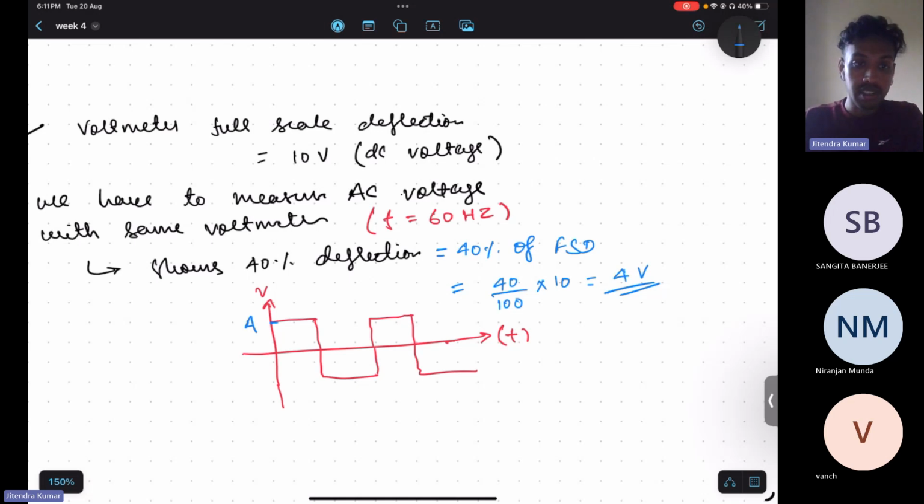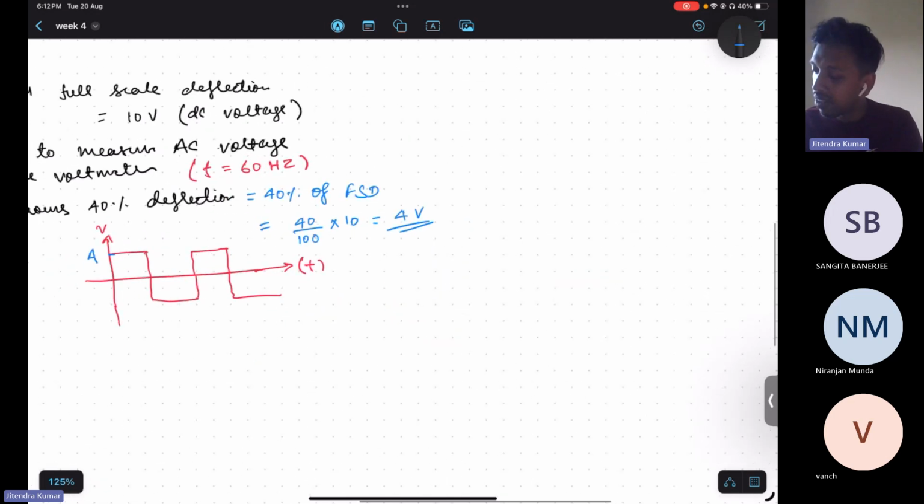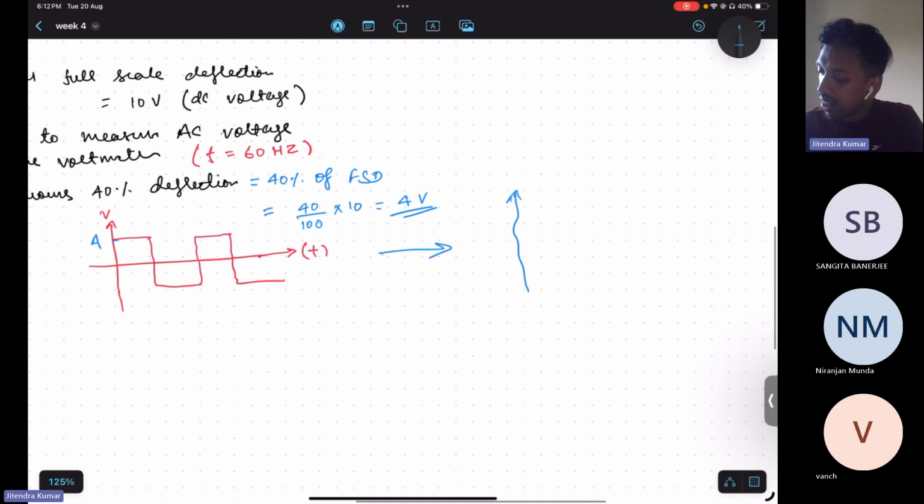Now this 4 volt is what we know, but we need to find out the amplitude of this waveform. So how to move forward? Let us move one step at a time. What essentially the PMMC will do is half wave rectification, right? And once it rectifies, the waveform will be like this.